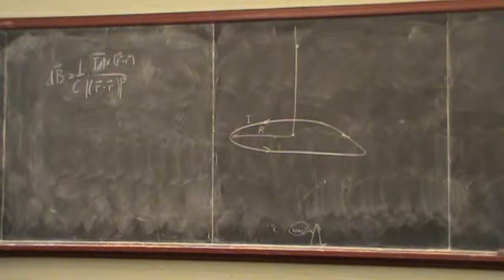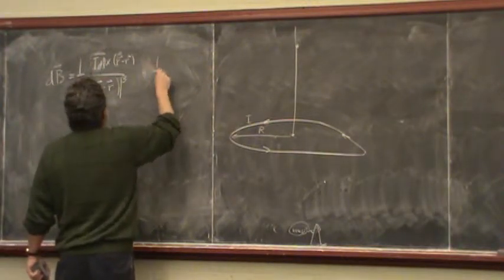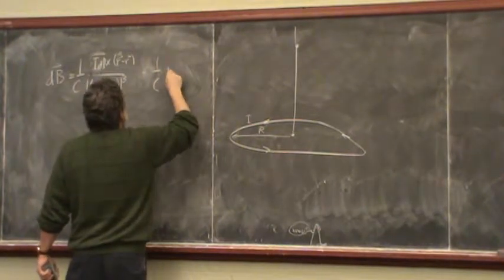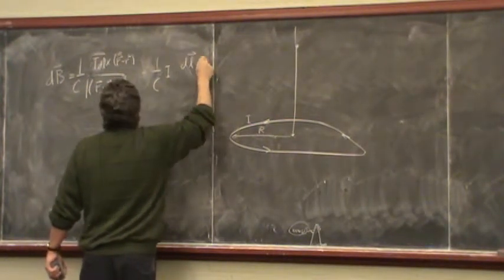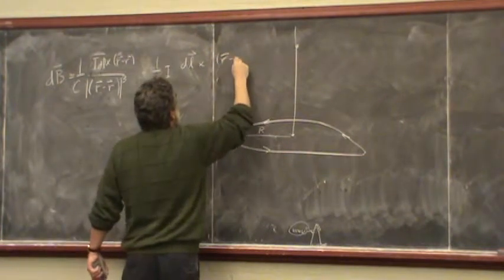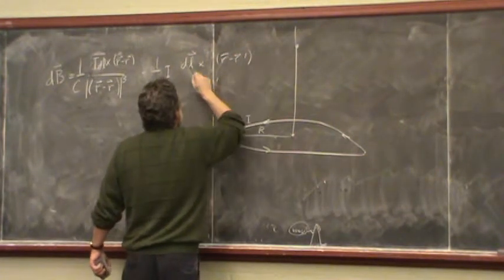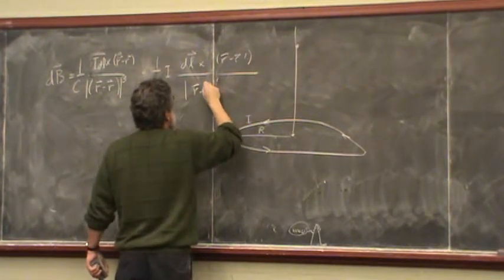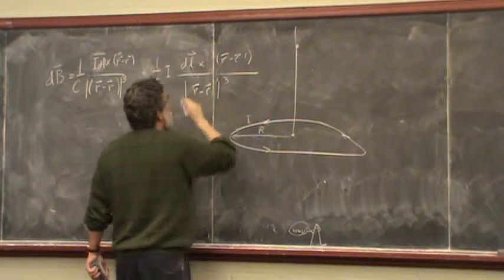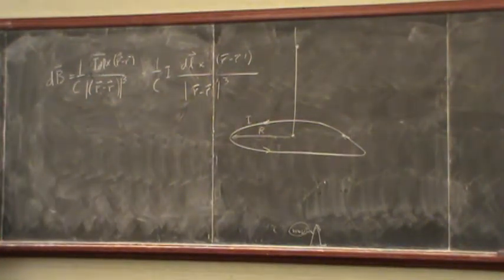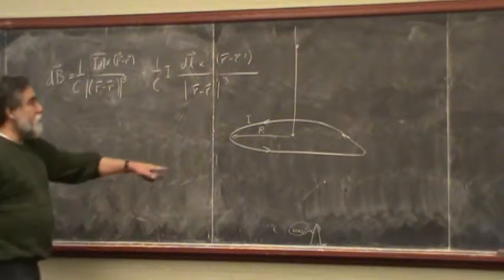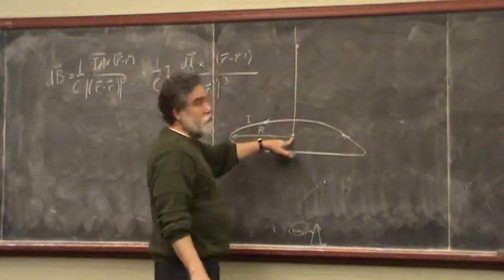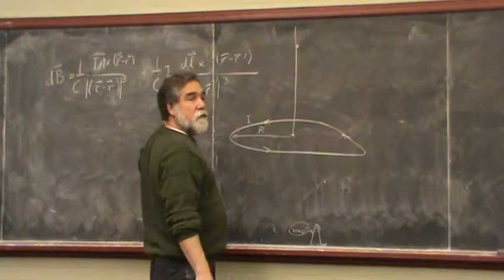All right? And in physics 2, the way that you saw this written was 1 over c, I dl cross r minus r prime. I think you saw it written like that, okay? What we're going to do here now is do that B integral.